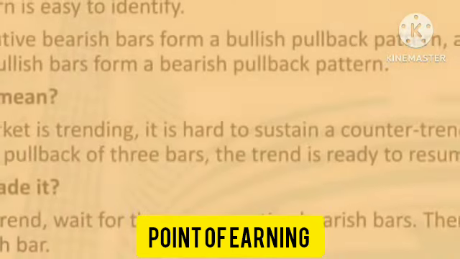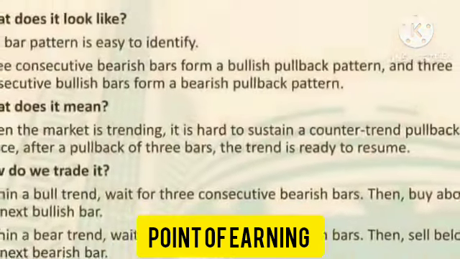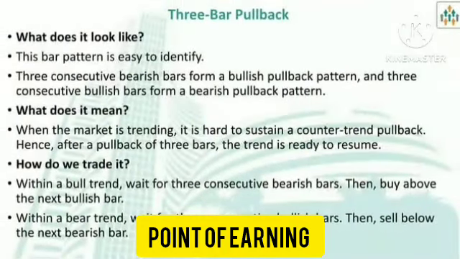3 bar pullback. What does it look like? This bar pattern is easy to identify. 3 consecutive bearish bars form a bullish pullback pattern and 3 consecutive bullish bars form a bearish pullback pattern. What does it mean? When the market is trending, it's hard to sustain a counter trend pullback. Hence, after a pullback of 3 bars, the trend is ready to resume.